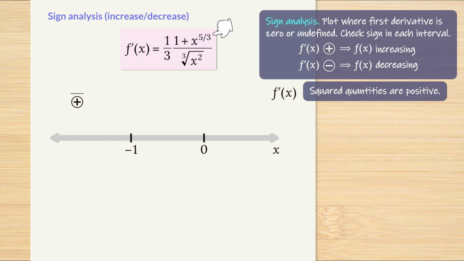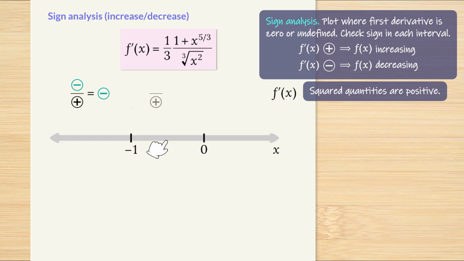What if we just imagine a very negative number, like negative a bazillion? Negative a bazillion to the 5/3, because 5 and 3 are both odd numbers, we're going to have a negative number as a result. And 5/3 is a number that's bigger than 1, which means that this negative number will get even bigger in magnitude. 1 plus a really big negative number will give us a really big negative number. Therefore, the numerator is going to be negative for x less than -1.